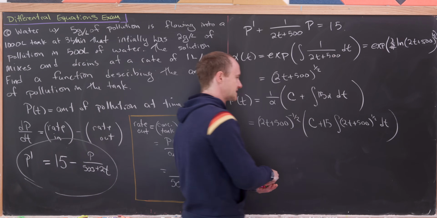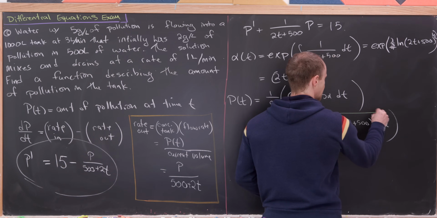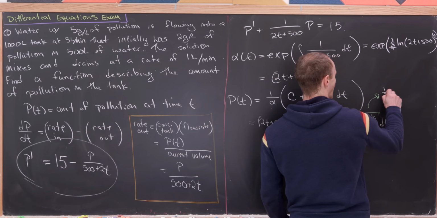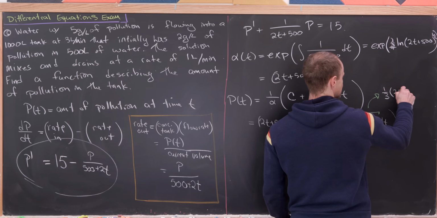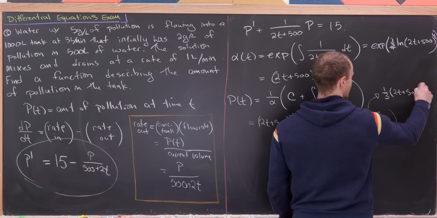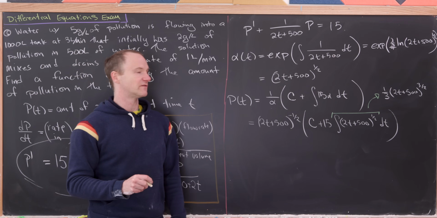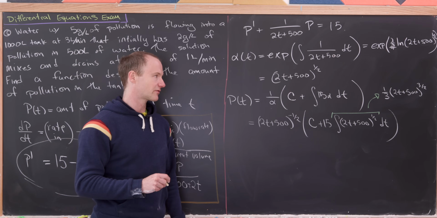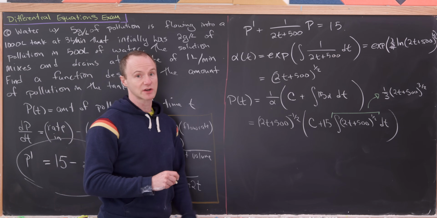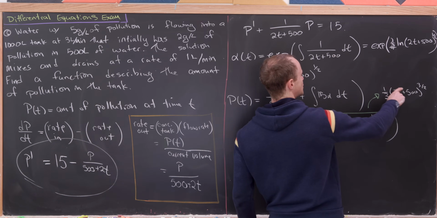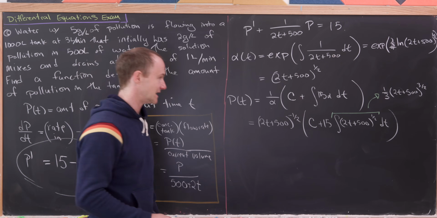Now we can take the antiderivative of this bit pretty easily. Notice the antiderivative of this bit is going to be 1/3 times (2t plus 500) to the 3/2. We increase the exponent by 1. We divide by the new exponent. Dividing by 3/2 is the same thing as multiplying by 2/3, but we lost the 2 in the numerator because of this 2 right here in front of the t.